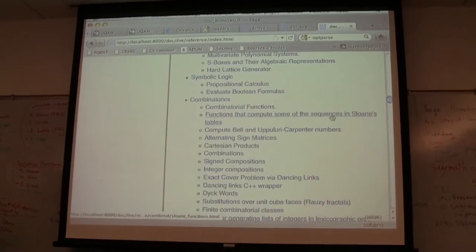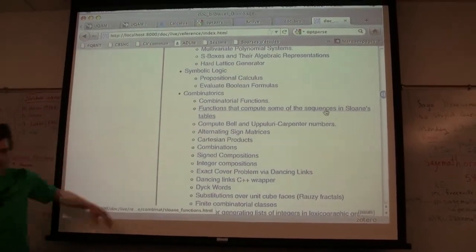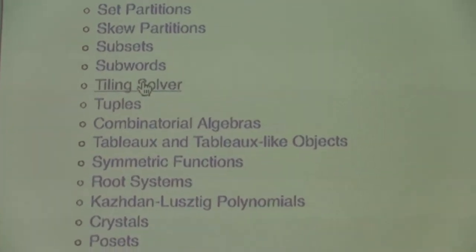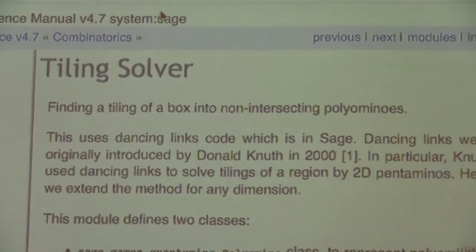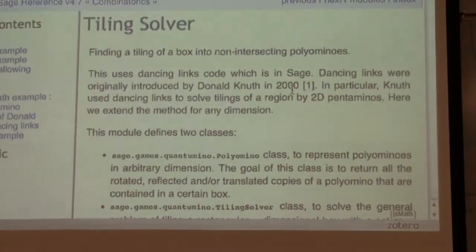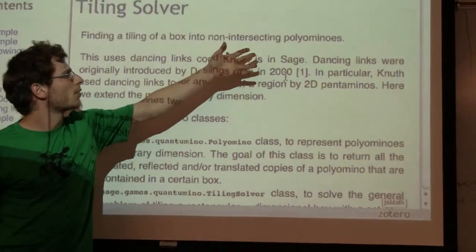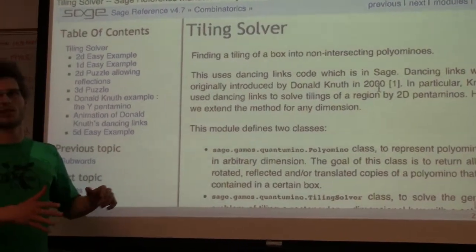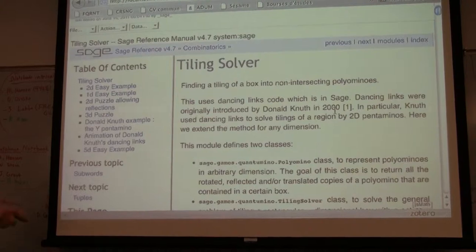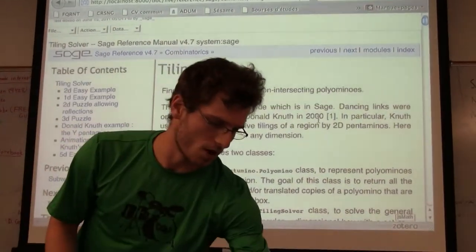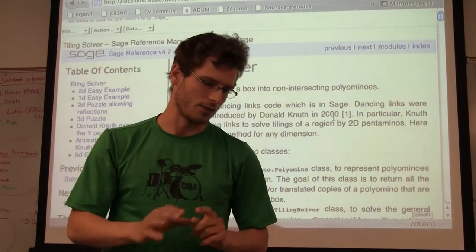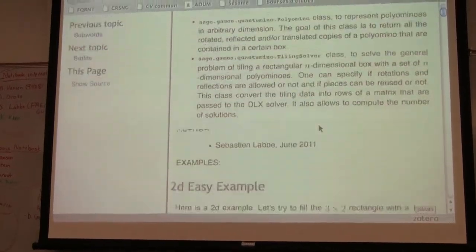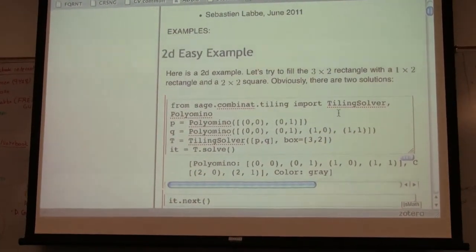Okay, so in the combinatorics part, I added a tiling solver, which solves this problem, but in a more general way. You still have a certain number of pieces called polyominoes, and you want to tile a box. I made it general enough so that it can be in any dimension. For this particular problem, each piece must be used once, and rotation is allowed, not reflection. These are the three arguments that I allow in the tiling solver.